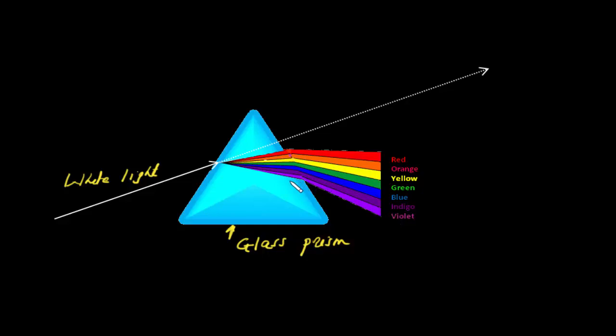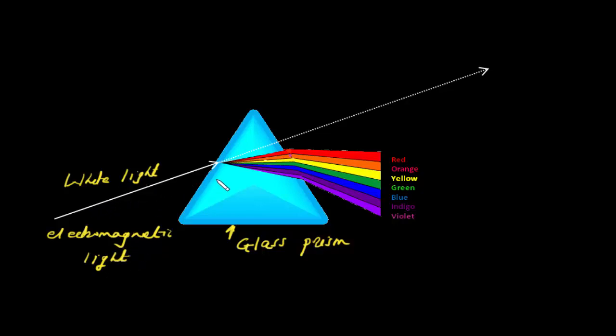So this is the very interesting phenomenon that occurs when the white light interacts with the glass prism. Initially, the thought was that this glass prism actually separates or gives the seven colors, but actually this is not the case. Actually, the white light, or we can say electromagnetic light. So this white light is nothing but the electromagnetic light.